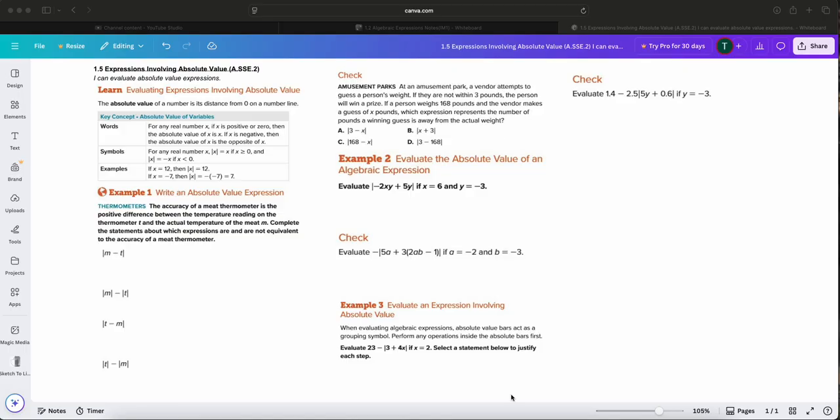So we'll go ahead and write that in there in just one moment. I'll pull up my tools. Pen.